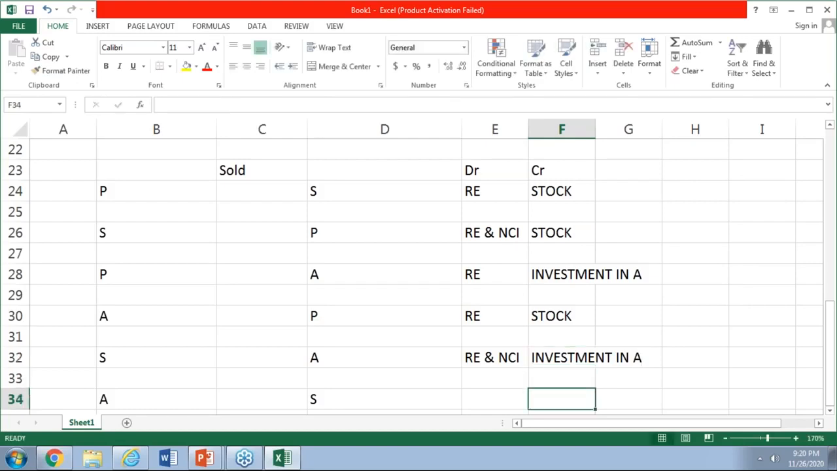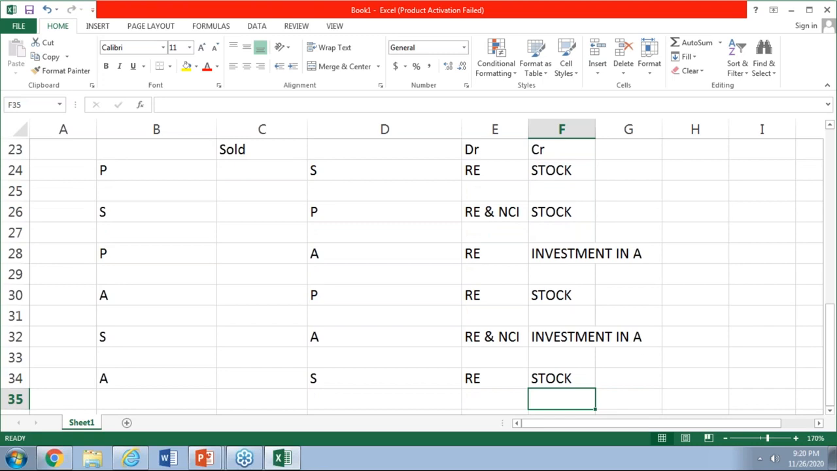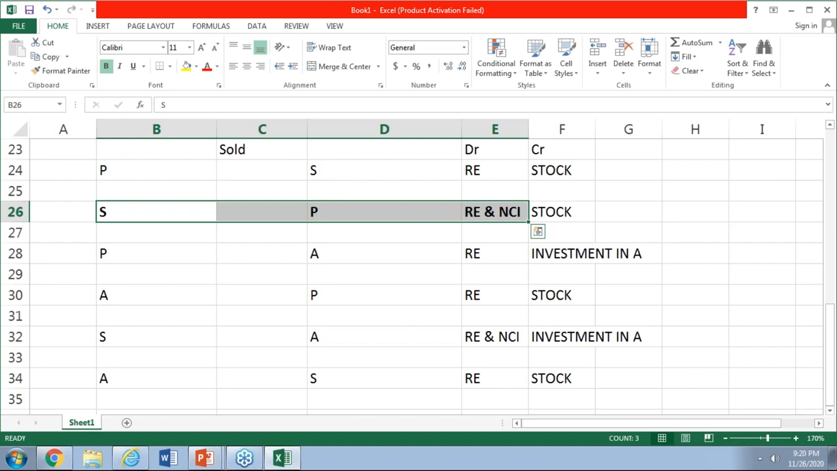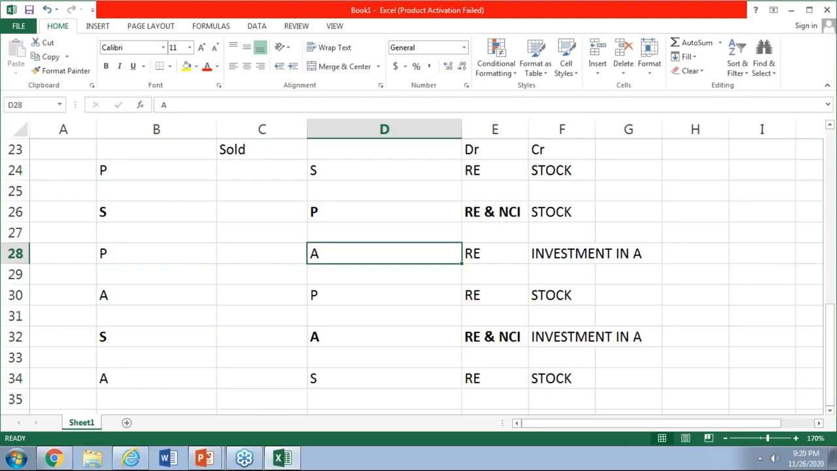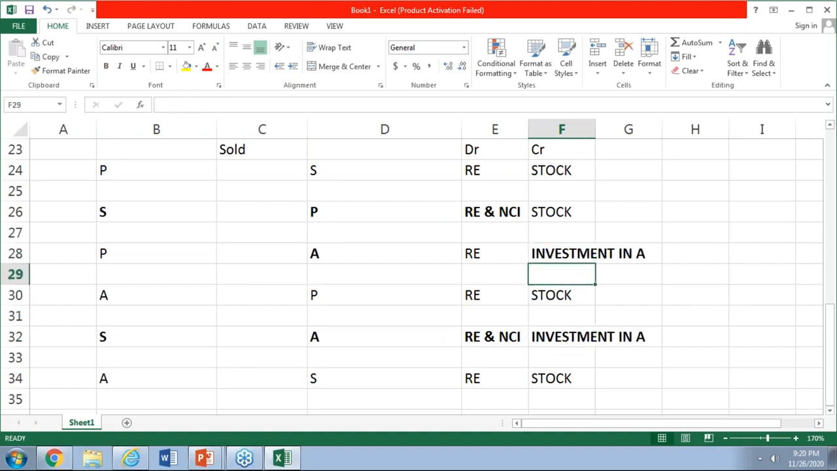Investment in associate, then retained earnings debit and stock credit. So these will be the 6 cases. Two important points are very important. Whenever subsidiary is selling goods to someone, then you have to book the transaction into retained earnings and NCI. Similarly, when associate company is buying in these 2 cases, then investment in associate will be credited. Otherwise, in all the cases, retained earnings debit and stock credit.